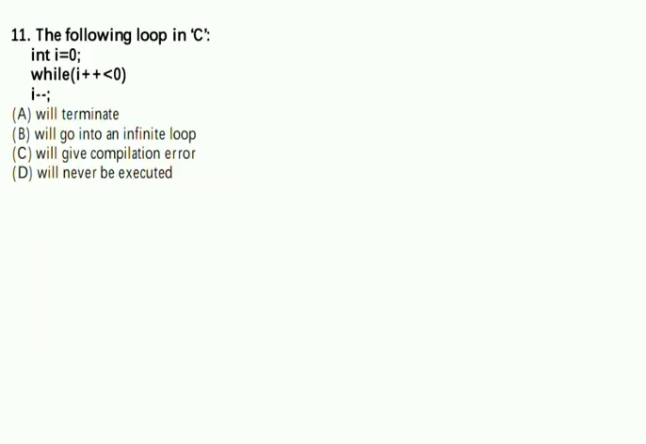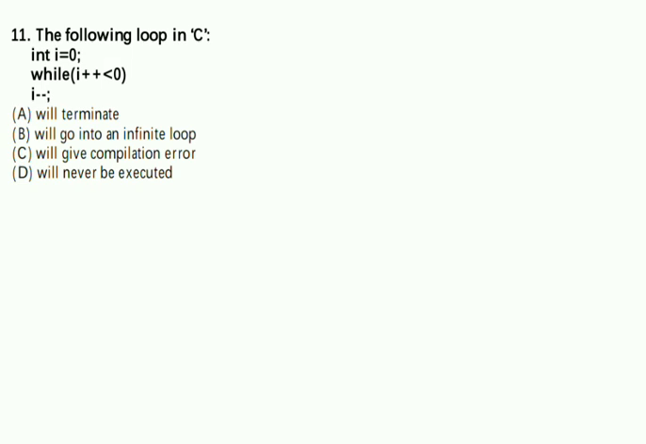The following loop in C: int i equals 0; while i++ is less than 0; i post-decrement. So what is the option? Option D: it will go into an infinite loop.